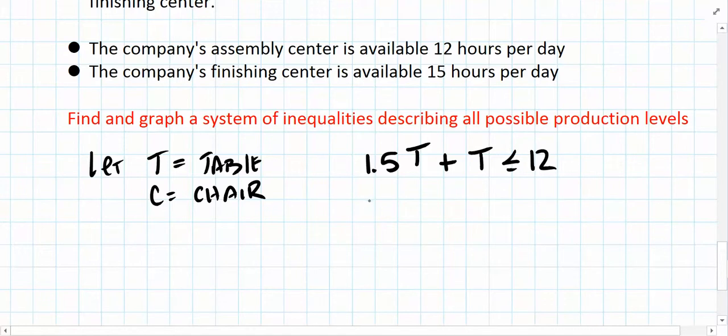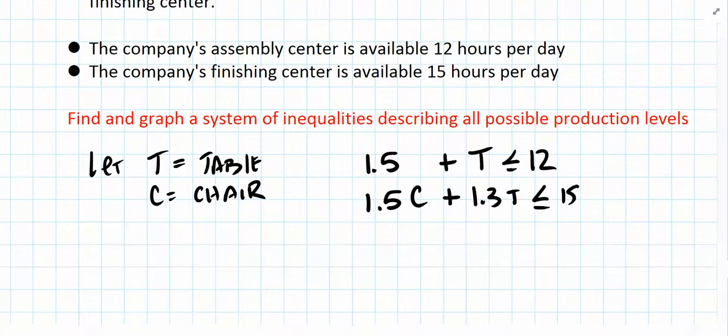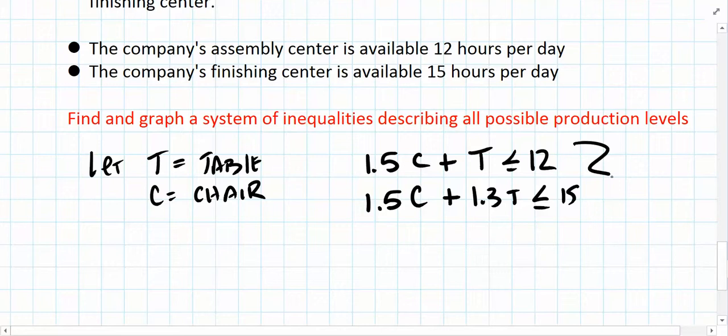And then we came up with 1.5 for the chairs, plus 1.3. T is going to be less than or equal to 15 hours. That should be a chair. There's our system, and we're graphing our region.